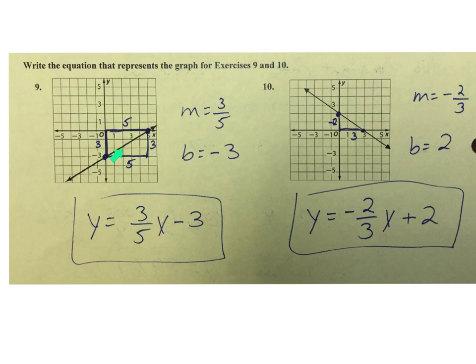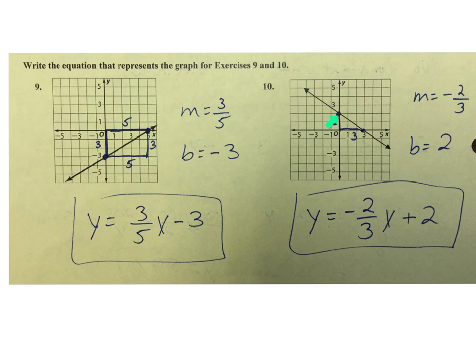I don't want to deal with the half. That is a little triangle right there. Do not count that one. That's a little triangle. Do not count that one. But this is right at the 5. So that is a 5, and that is a 3. Write this as a fraction, 3/5. And you have 3/5, and you put your x next to it. And you have your -3, because that's your y-intercept.